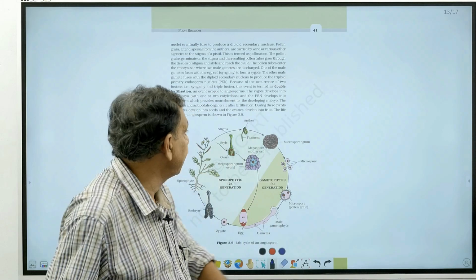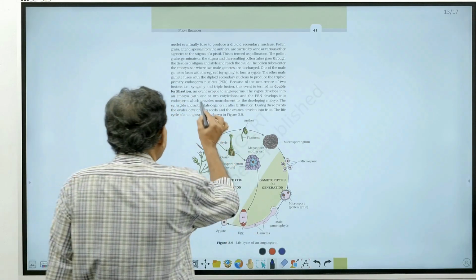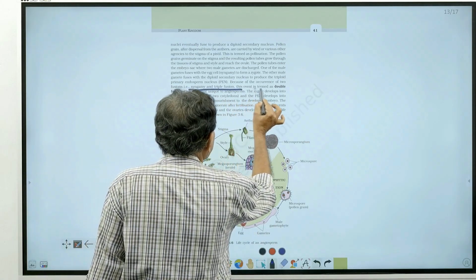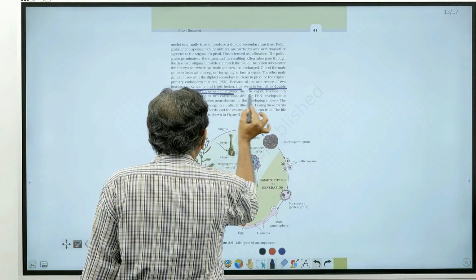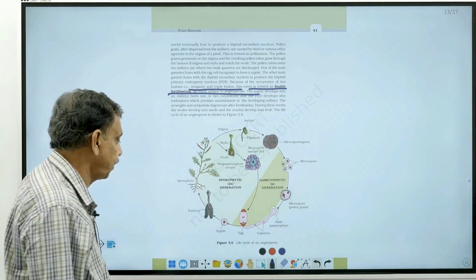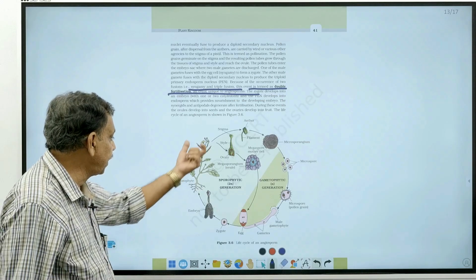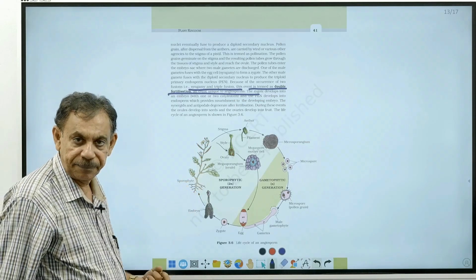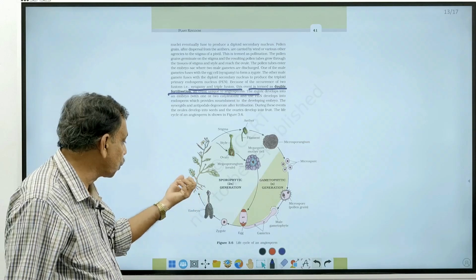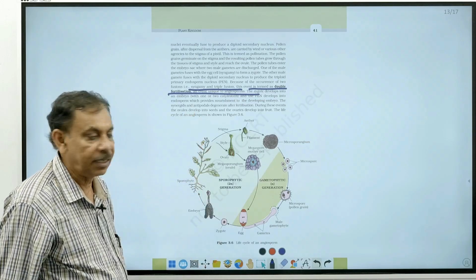Double fertilization. Did you understand? Syngamy and triple fusion together we call double fertilization. This is the cycle you come across. You will find this is the sporophytic plant. A sporophytic plant has root, stem, leaves and flowers.